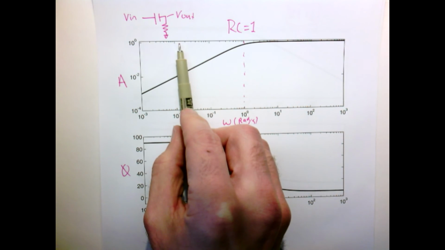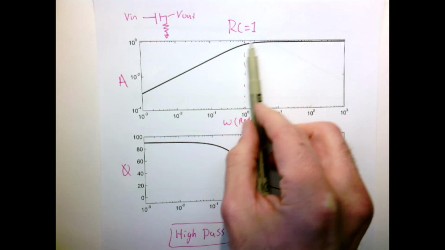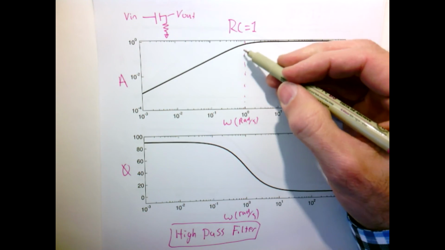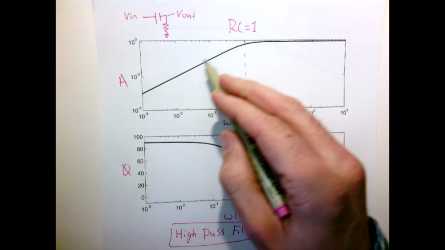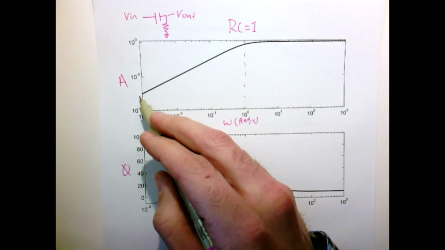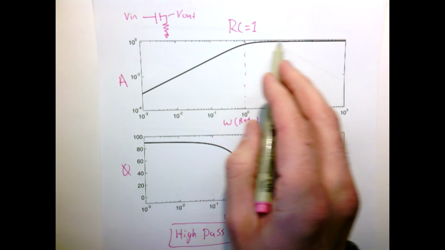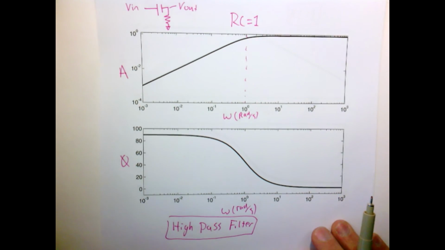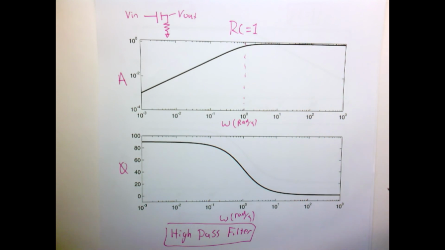And if I decreased it, it would shift over this way. So the value of RC shifts the frequency where this transitions from this straight line behavior, falling off, to this flat region there. So our value of RC selects where that is.